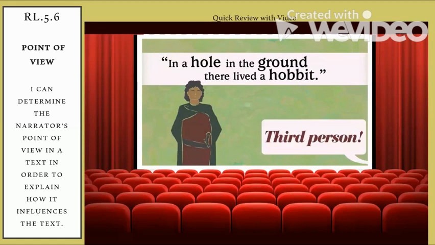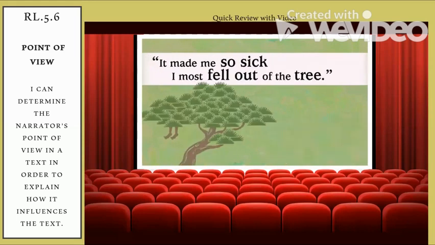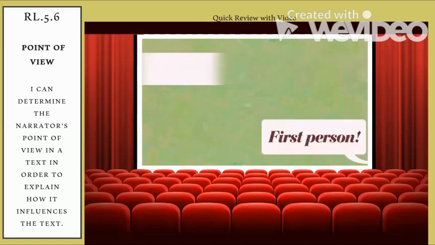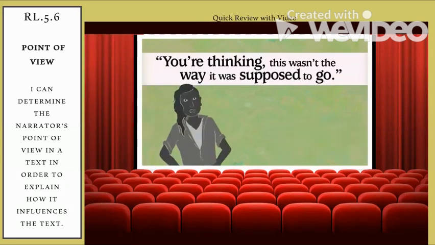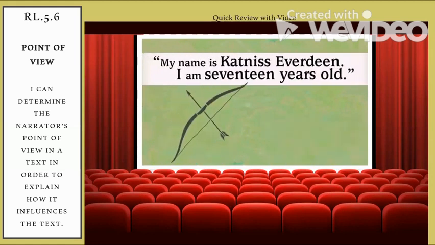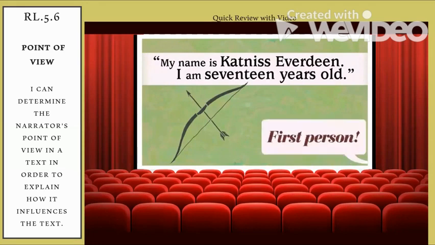In the hole in the ground there lived a hobbit. That's Third person. It made me so sick I almost fell out of the tree. That's First person. You're thinking, this wasn't the way it was supposed to go. That's Second person. My name is Katniss Everdeen. I'm 17 years old. That's First person.